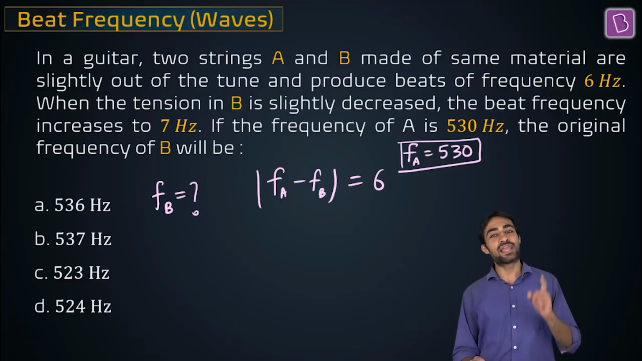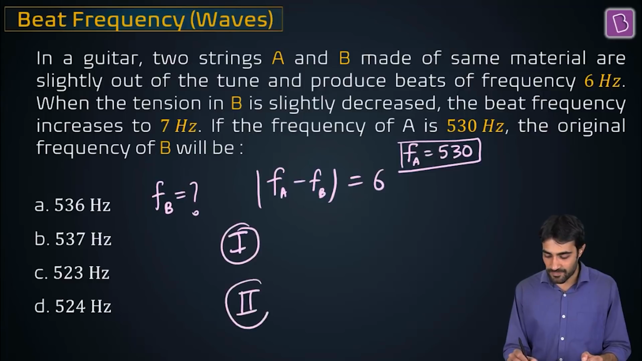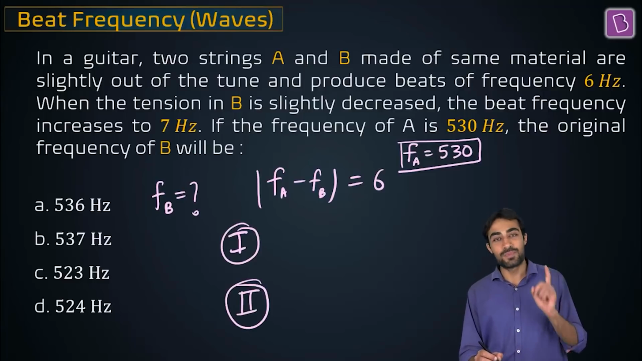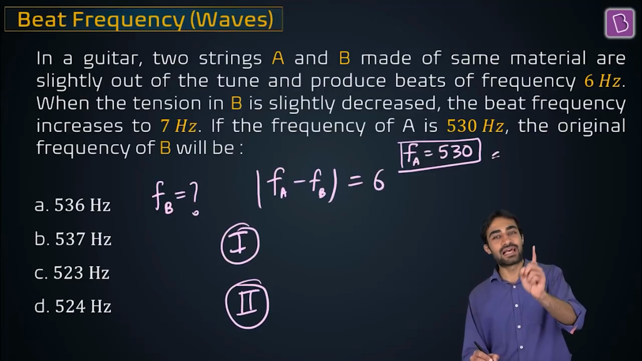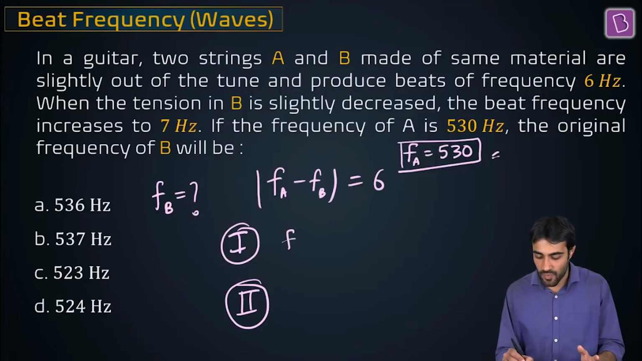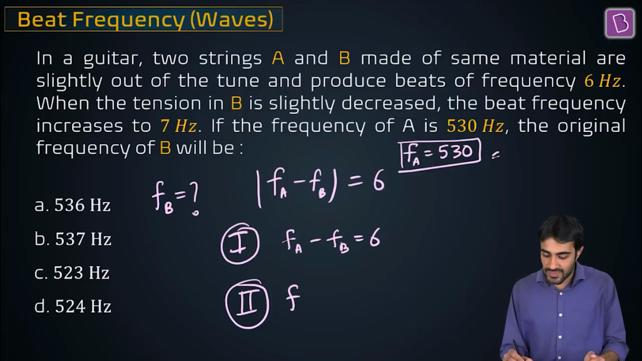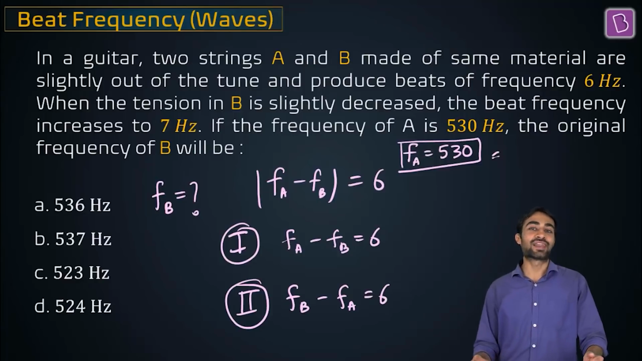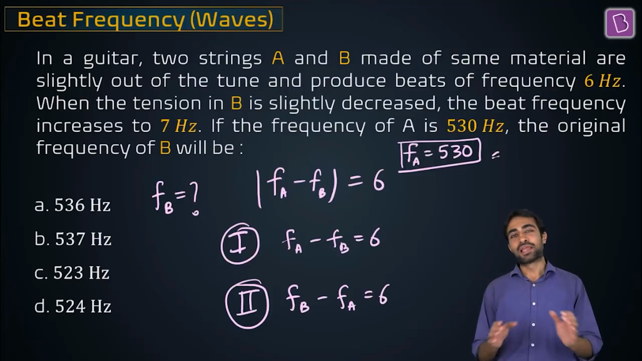Now, what formula shall we apply? We have the formula, mod of FA minus FB is equals to 6. Now, you can see that this formula can result in two possible cases. If frequency in string B happens to be less than the frequency in string A, if it happens to be less than 530 Hz, then this formula will give us the answer FA minus FB is equals to 6. If FB happens to be greater than FA, then this formula will give us the answer FB minus FA is equals to 6. So which case is the correct one? We have to decide that. How to decide that? Well, there is a way.